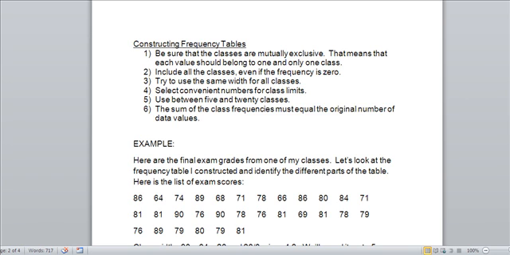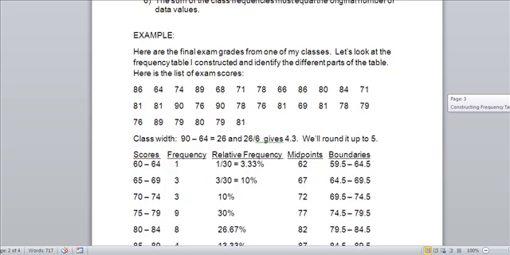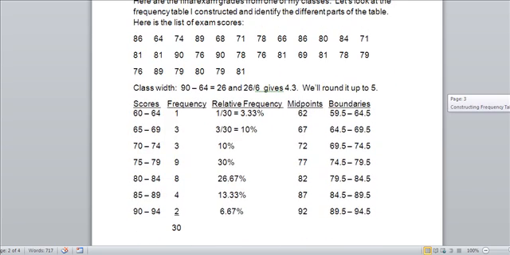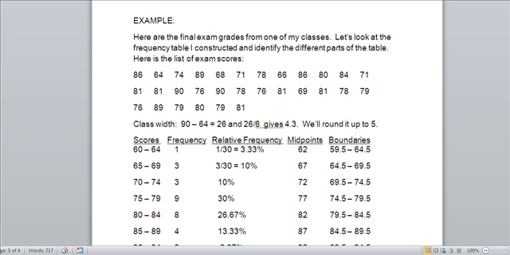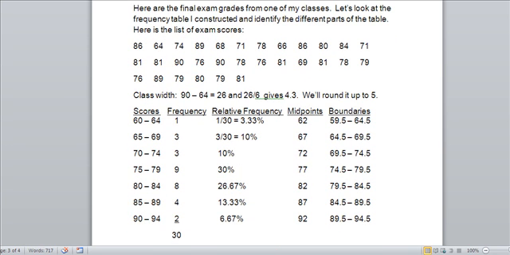So I have an example that I constructed, and we're going to look at this, and then in the next recording we'll take a look at some of the graphs we can make from this data. Here are the final exam grades from one of my classes. Let's look at the frequency table I constructed and identify the different parts of the table. Alright, I'm showing you how I calculated my class width right here.